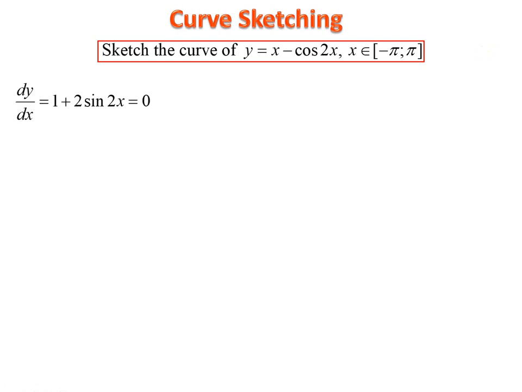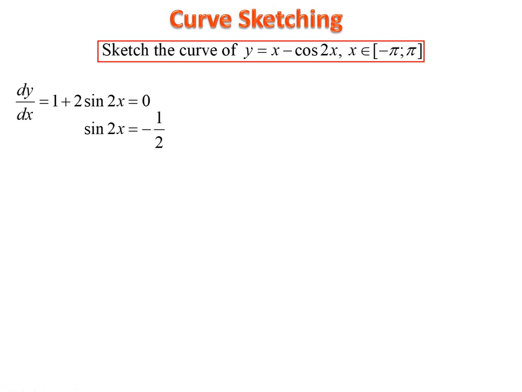So, derivative 1. Cos 2x is a composite function, so it's derivative of the outside, minus sine, so it becomes plus sine. So it's minus sine 2x times 2 for the derivative of the inside. So that's where that 2 comes from. That's the derivative of the inside. Equal to 0.